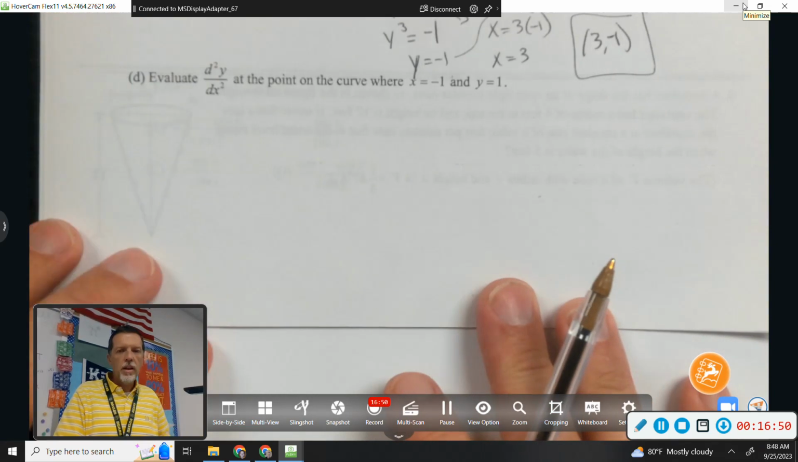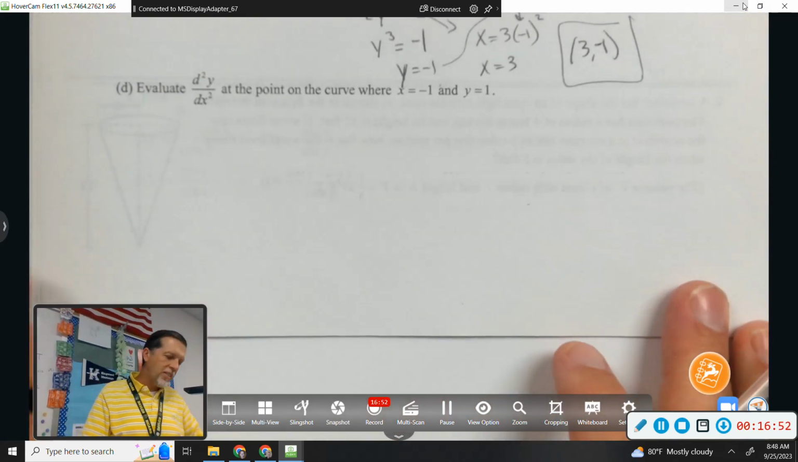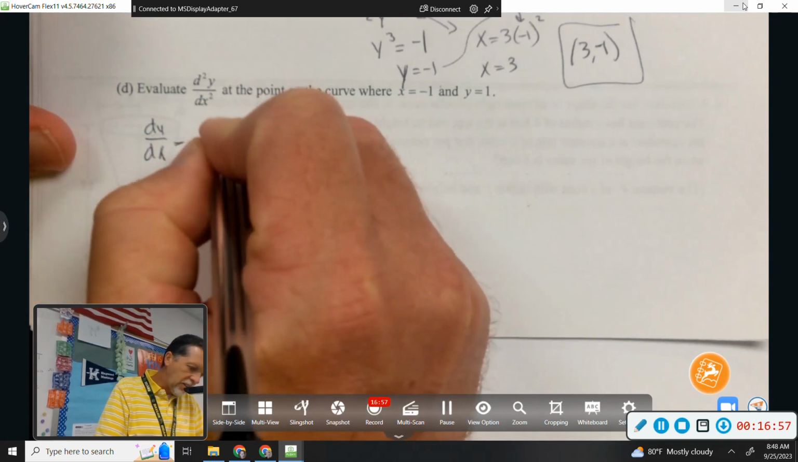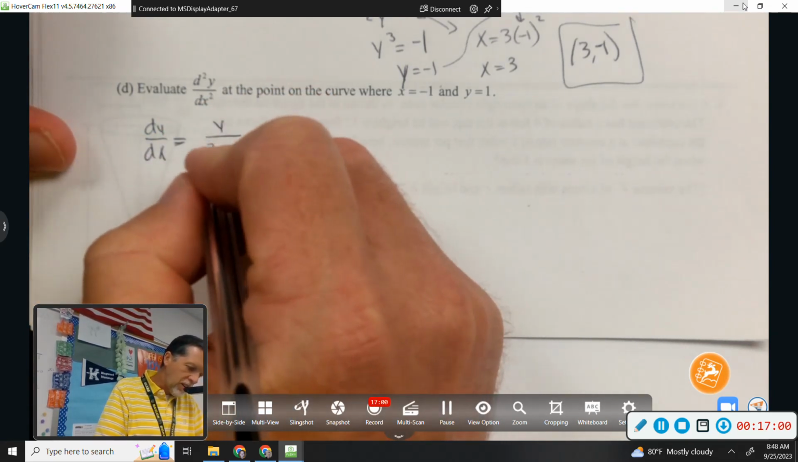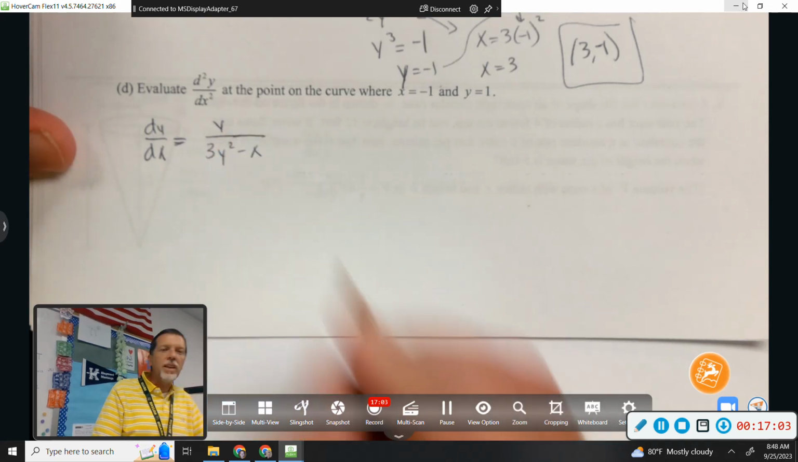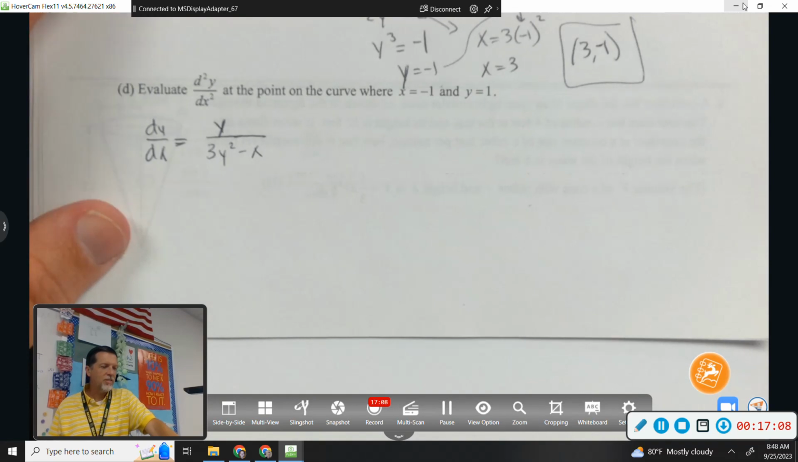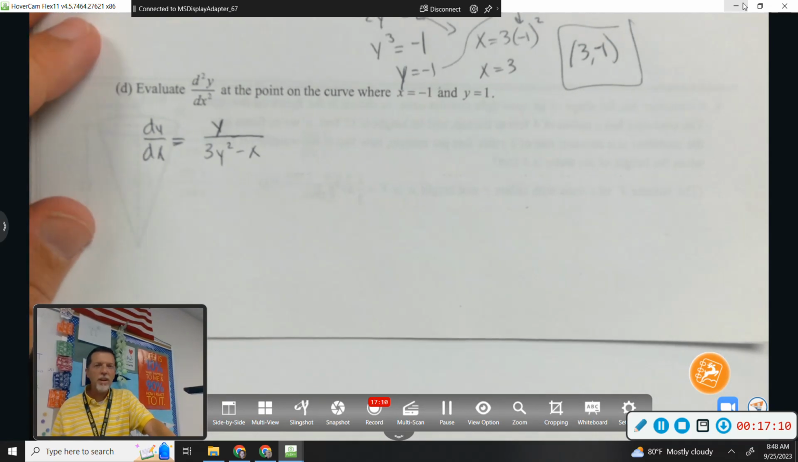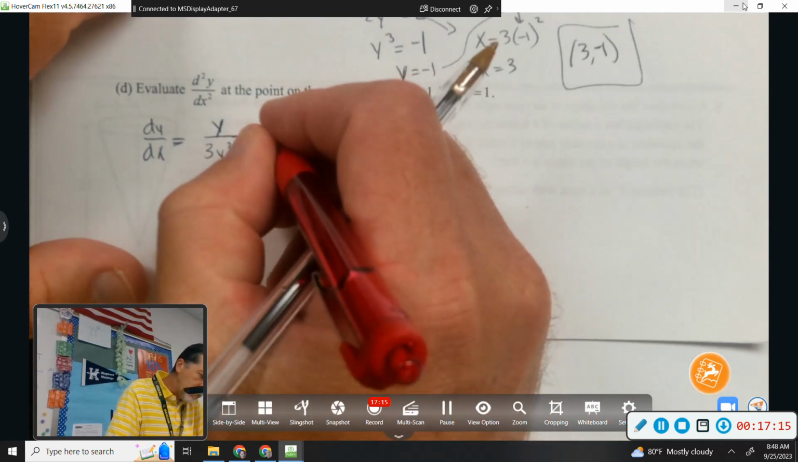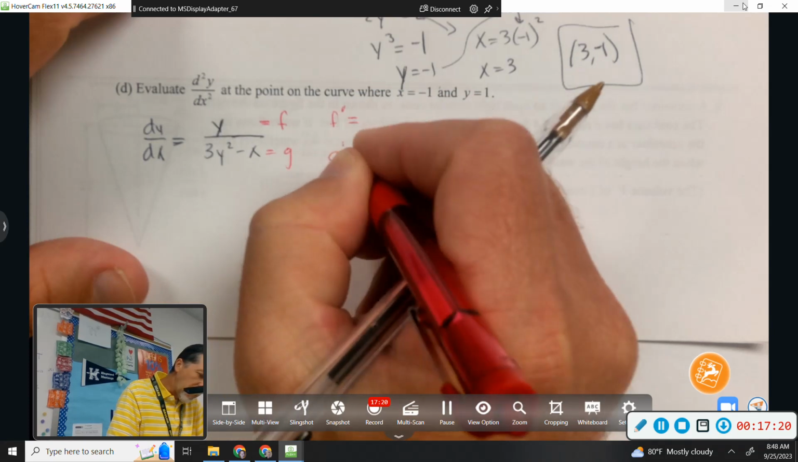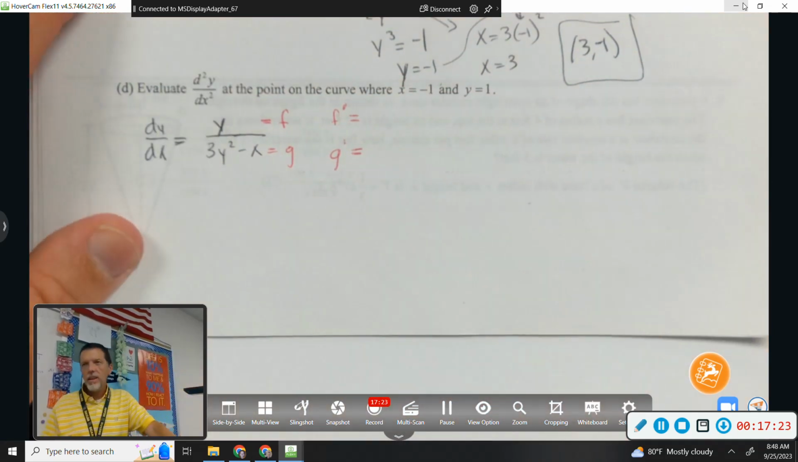Part D. Evaluate the second derivative. Okay, we've done this a couple times during this unit. And yet again, a reason for me to give you the first derivative so that you don't mess up the rest of it, or at least you have the right starting point anyway. Evaluate the second derivative. Okay, well, quotient rule. This one's a little bit trickier, so I am going to take the time to write out f and g and f prime and g prime, and then I'll put it all back together.